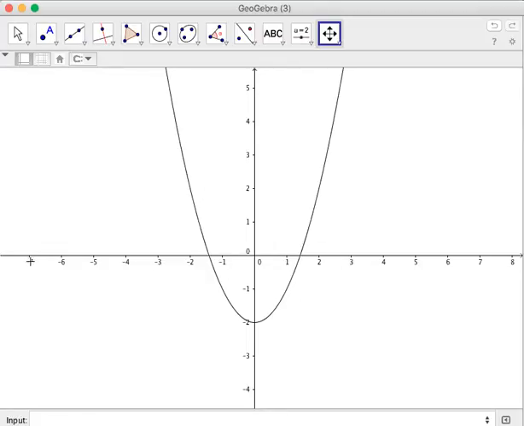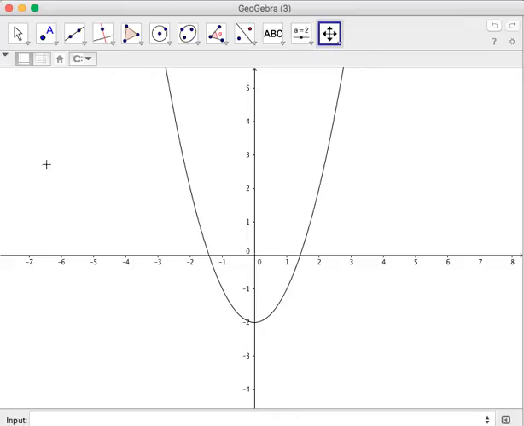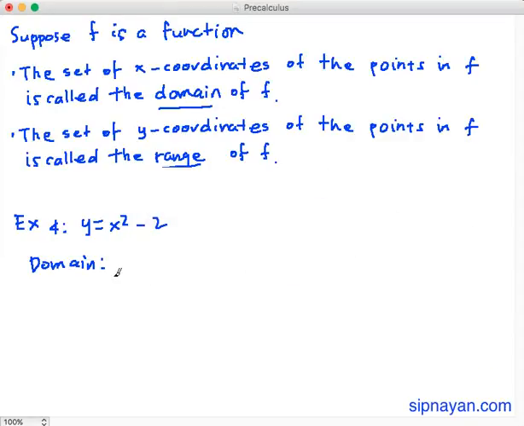So, ibig sabihin, pag may negative 7 ka dito, meron kang y value, negative 7 squared minus 2. Negative 7 squared is 49 minus 2. 47. Ibig sabihin, pag negative 7 ka, 47 yung y mo. So, may tatamaan ka na point doon, which is negative 7, 47 yung coordinates. Ibig sabihin, for any number here, meron kang corresponding y. So, kahit anong number dito pwede sa domain. Okay. So, the domain is, again, the set of real numbers. Okay? Or x such that x is an element of real number.